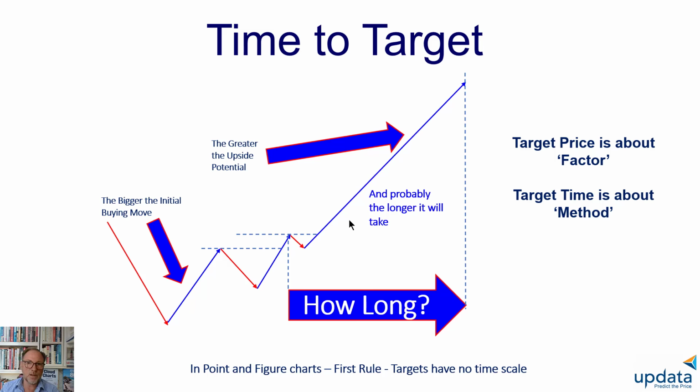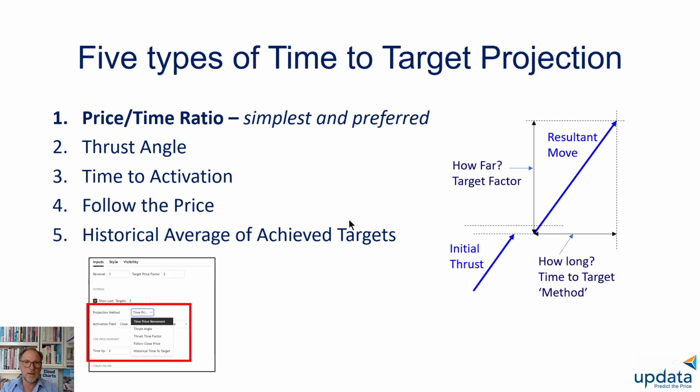And probably the longer it will take, the greater the upside. So the bigger the target, the longer it's likely to take is just a general rule. But remember that the first rule of point and figure targets is that they have no time scale. So what we're attempting to do here is to put a time scale on it.